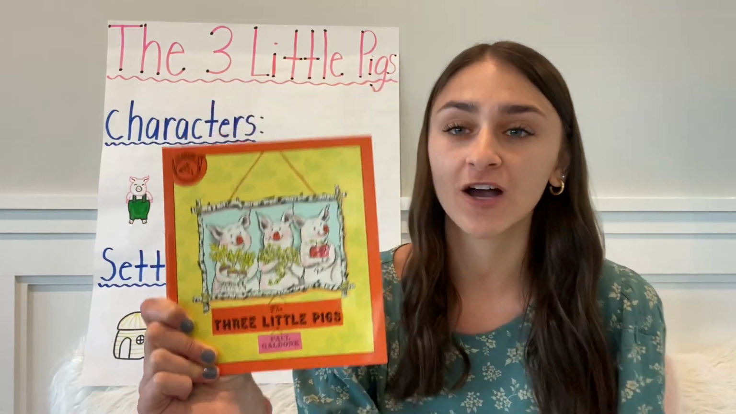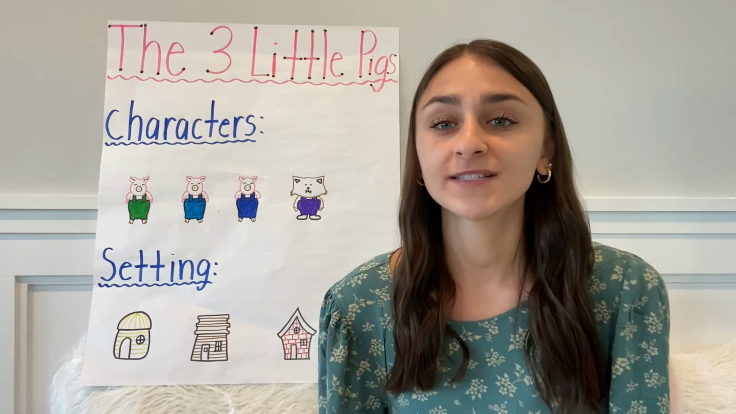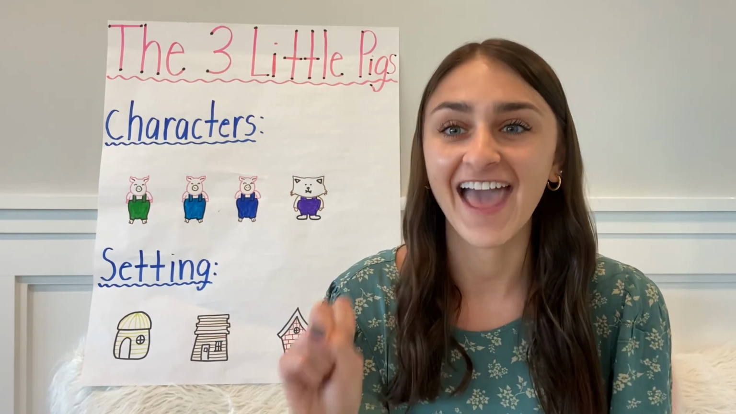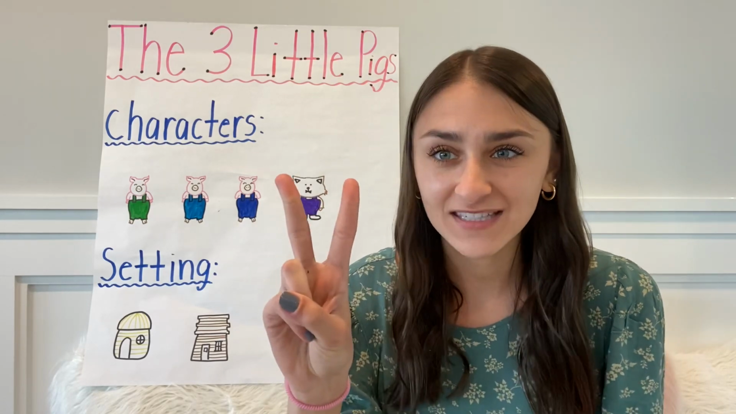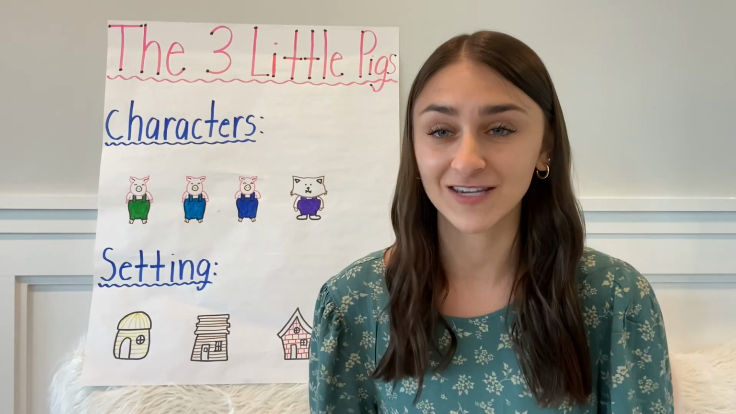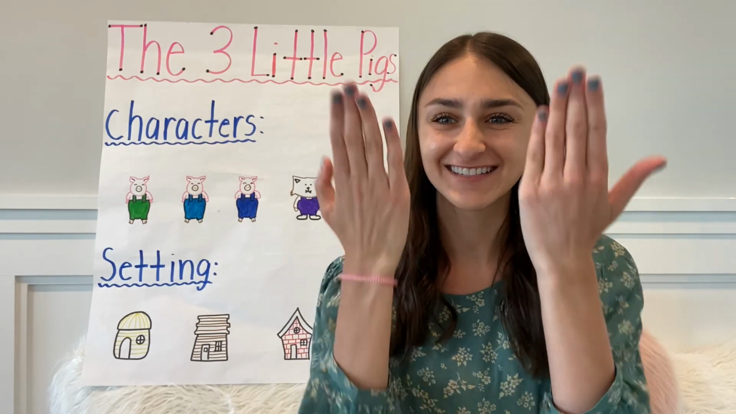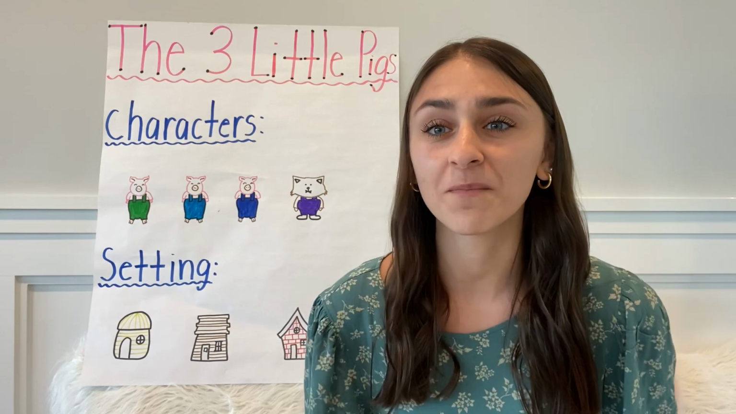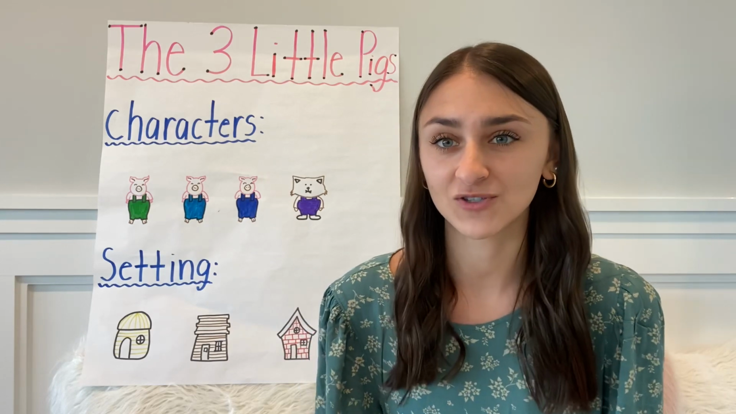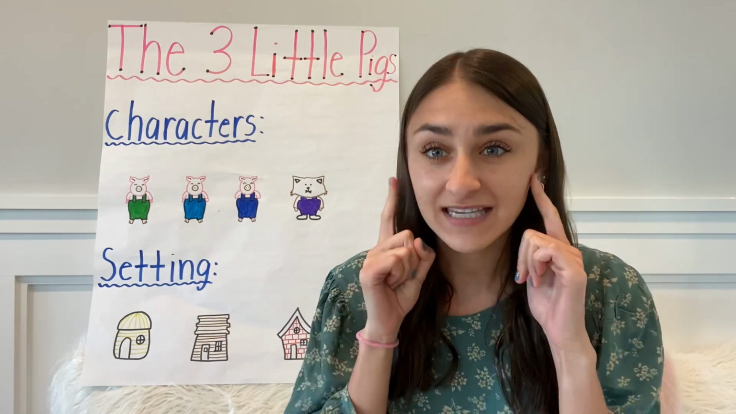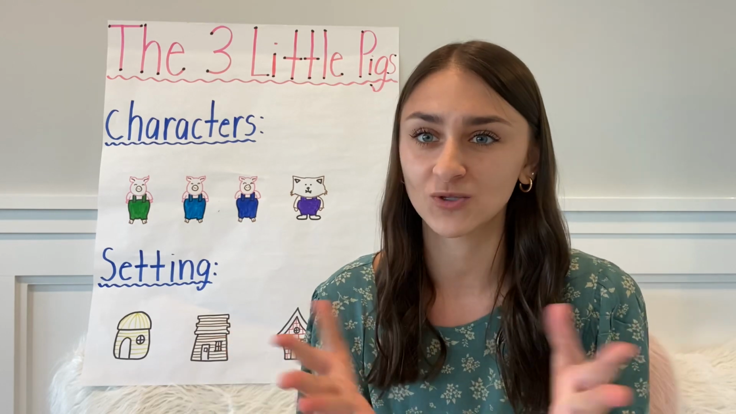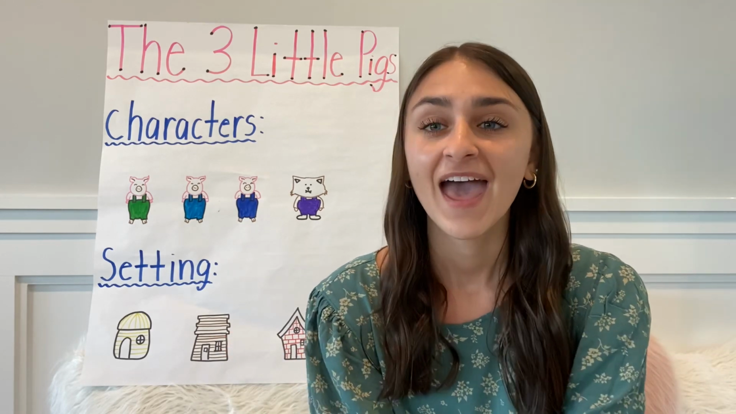And after, we're going to talk about two things. So we're going to talk about the characters and the setting. So two things today. So we're going to talk about characters. Can you say characters? Characters. So the characters are the people or the animals in the story. So I want you to listen and look for the different characters in the story so we could talk about them later. And the setting.